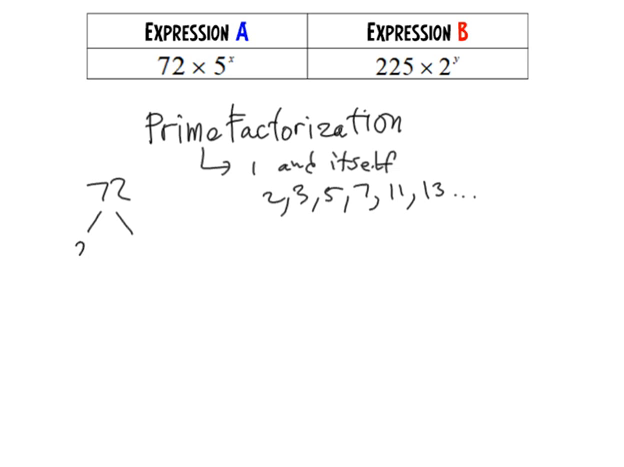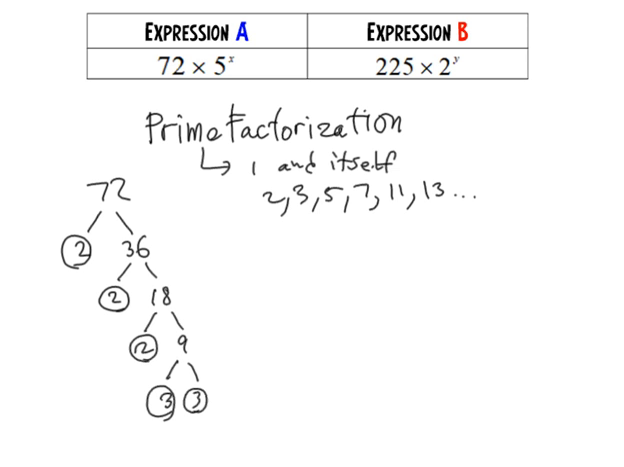So if I break down 72, I can make 72 into 2 times 36. Now, this 2 here is prime and 36 is not. So I'm going to break down 36 into 2 times 18. 18 is composite, 2 is prime. We break this into 2 and 9, and we break 9 into 3 and 3. So that's 72 broken into its prime factors.